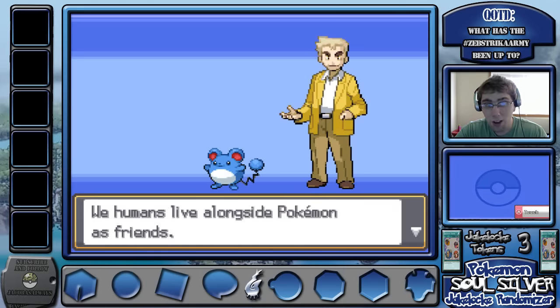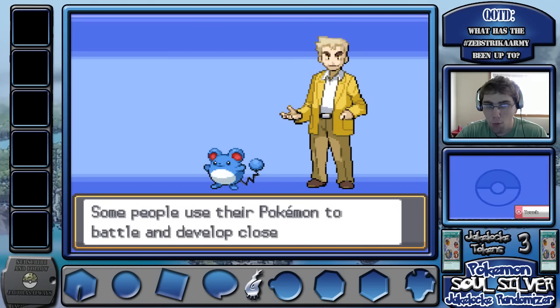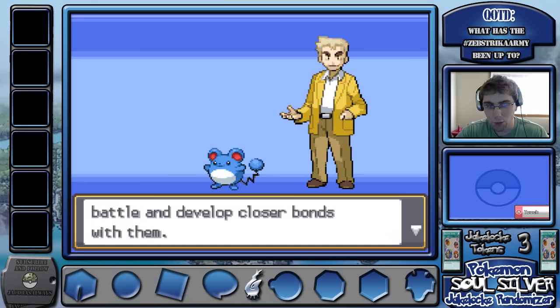We humans have a strong side Pokemon as friends. At times we play together, and at times we work together. Some people use their Pokemon to battle and develop closer bonds with them.